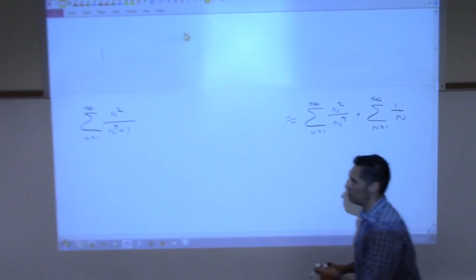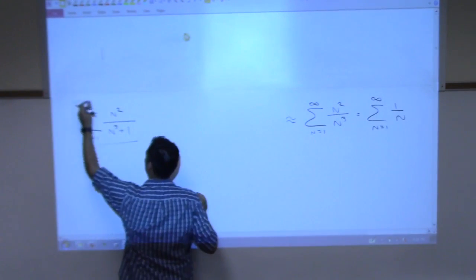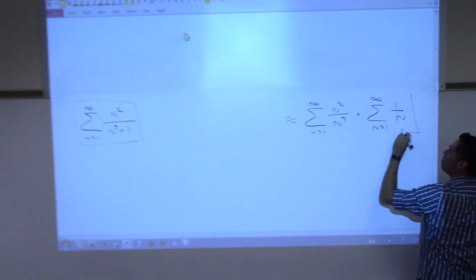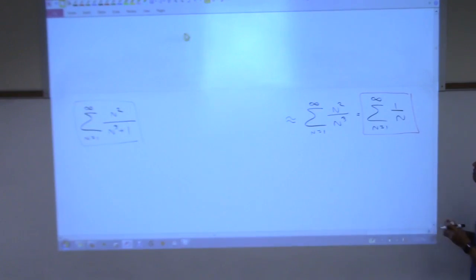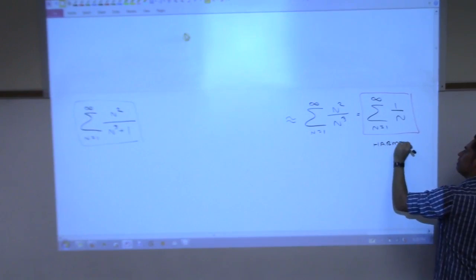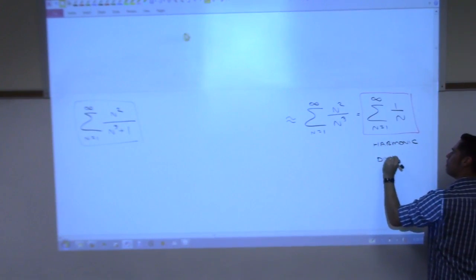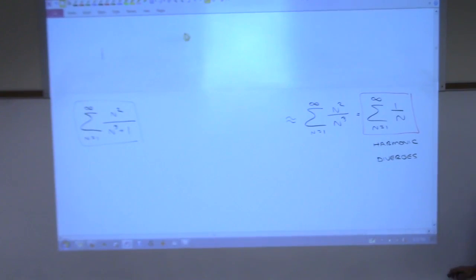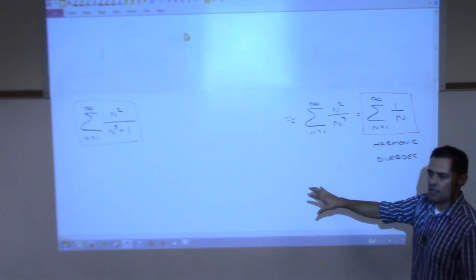So if we go back to colors, because we love colors, this is my blue series. That's what was given to me. And this is what I'm going to try and compare it to. Now let's discuss real quick about this series. What do we know about it? It's harmonic. And it diverges. Right? So go to your little table now for comparison test.